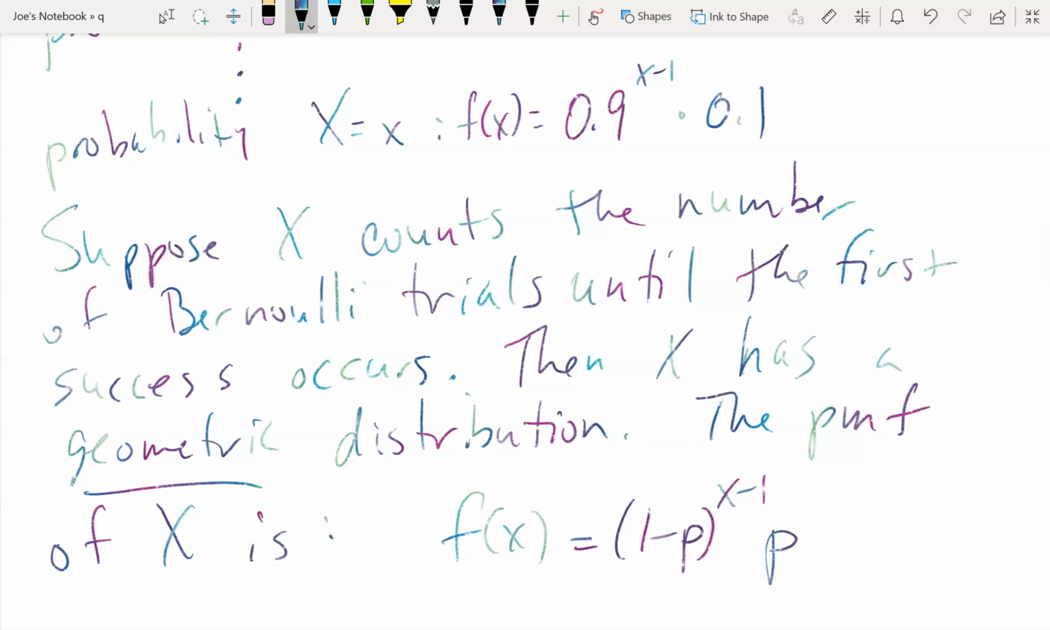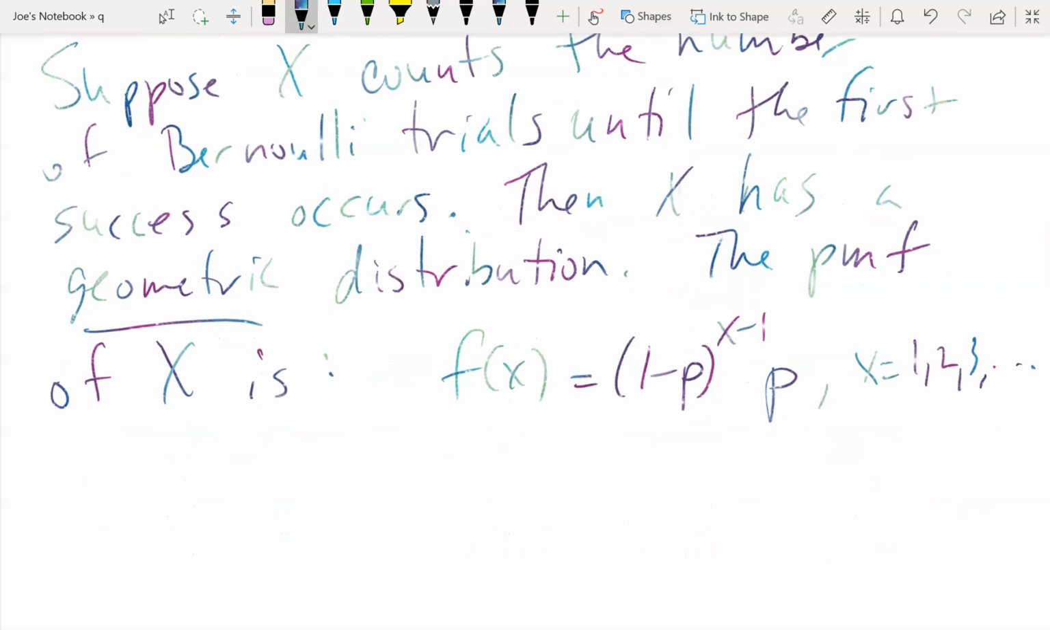And then our support here would be 1, 2, 3, and so on. We should be able to check that this really is a PMF. I mean, we argued that it should be a PMF, right? This should exhaust all the possibilities. But to check that it is indeed a PMF, what should I do? You can sum it up and it has to be 1, right?